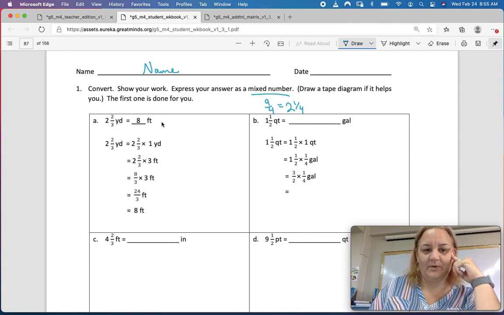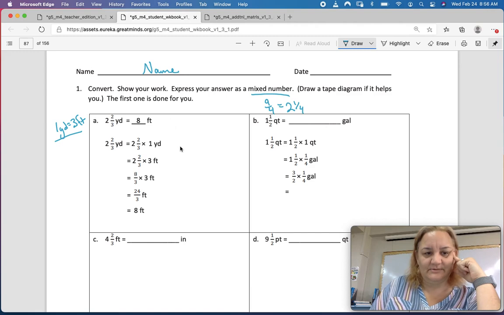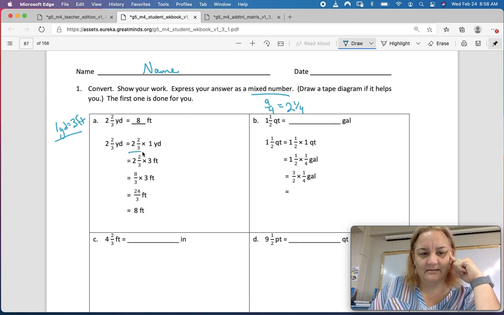Draw a tape diagram if it helps you. The first one is done. Okay, so 2 2/3 yards into feet. That's what we're doing. Okay, so you know that 1 yard equals 3 feet. And if you don't know that, get out your conversion chart, okay? So let's do this. 2 2/3 yards equals 2 2/3 times 1 yard. Okay. We just took that measurement out. Now we're going to change 1 yard to feet.